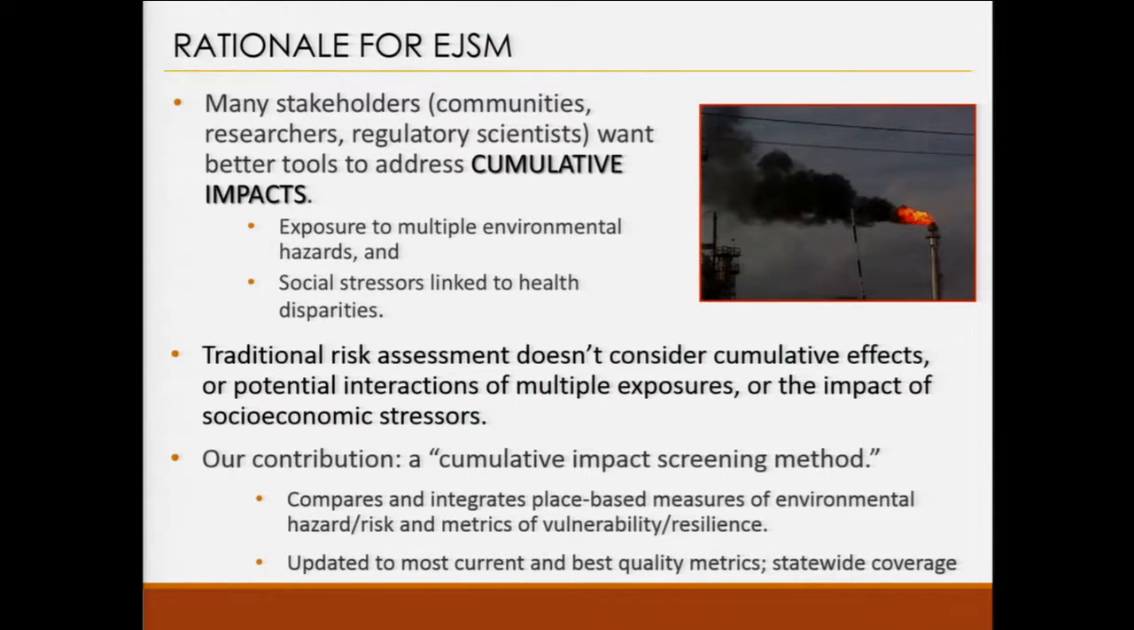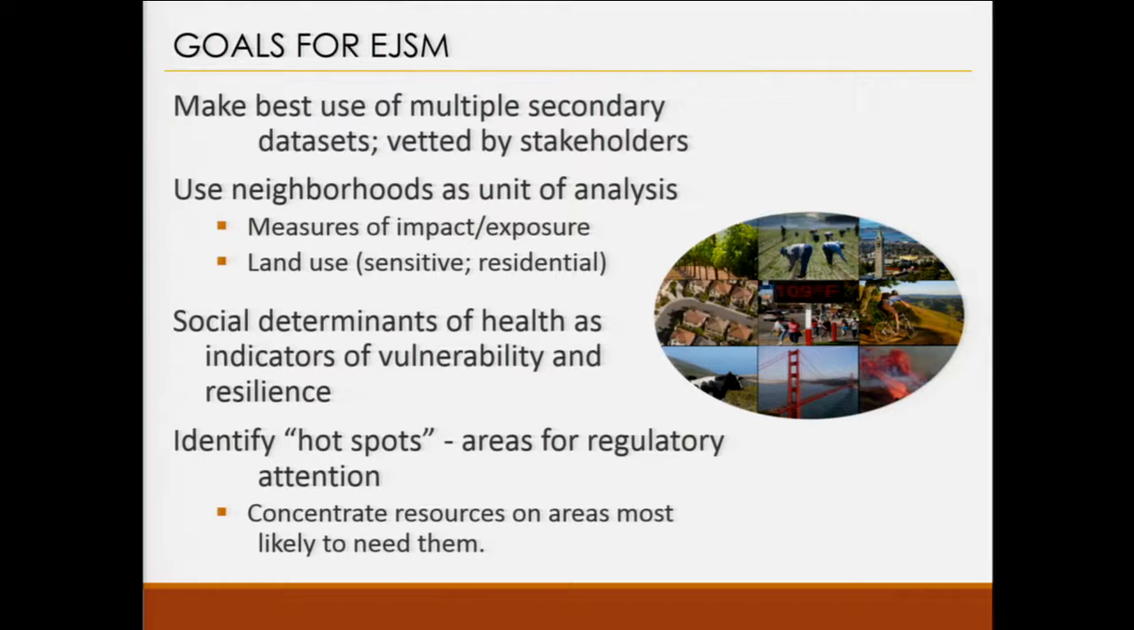It's place-based, and it looks at measures or proxies of environmental hazard and risk, and also metrics of vulnerability and resilience, and uses geographic techniques to compare and integrate them together in order to look for hotspots that may be of interest to both communities and the regulatory community. In this project, we've updated the EJSM to use the best quality metrics and the most current ones available, and also expanded the data to cover California statewide.